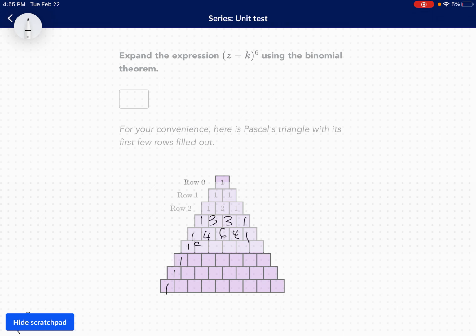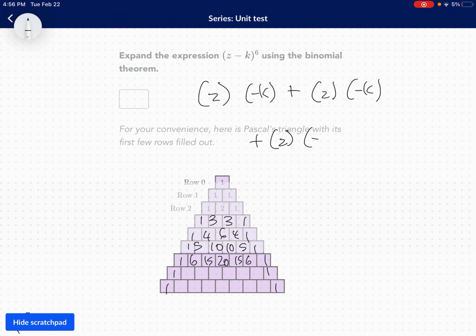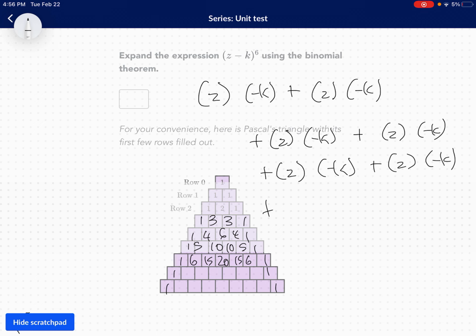4, 6, 4, 1, 5, 10, 10, 5, 1, 6, 15, 20, 15, 6, 1. That should be enough. Okay, so you write (z + negative k) 7 times: z plus negative k, times z plus negative k, and so on. That's 1, 2, 3, 4, 5, 6, and 7.